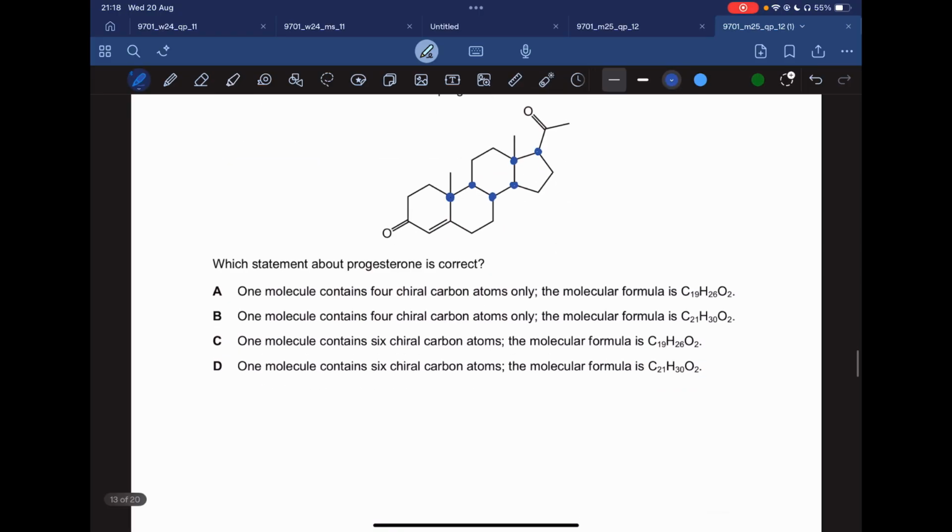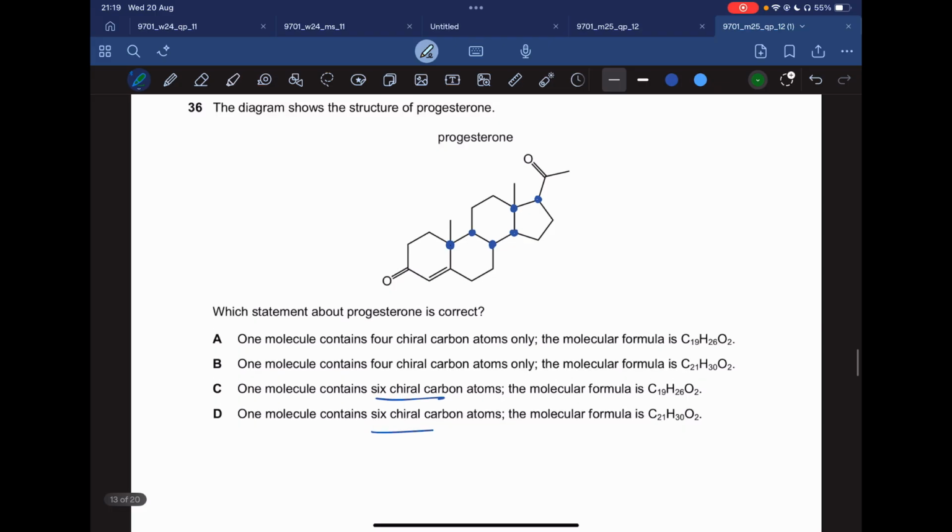So if we now just check what's happening, we're looking at 6 chiral carbons. Now one has to count how many carbons there are, and you could probably do that yourself, or we'll just count it together. 1, 2, 3, 4, 5, 6, 7, 8, 9, 10, 11, 12, 13, 14, 15, 16, 17, 18, 19, 20, 21. So we are looking at D as the correct answer.